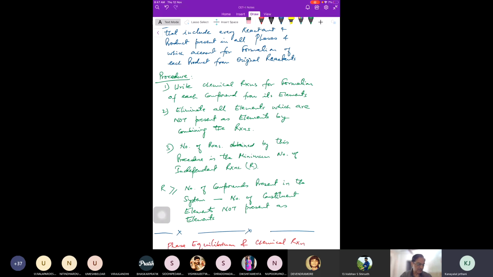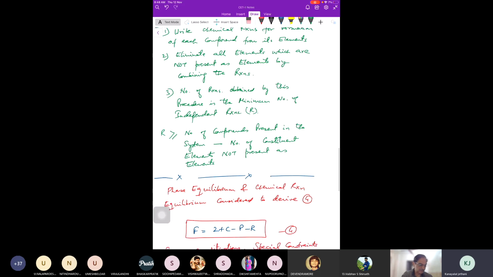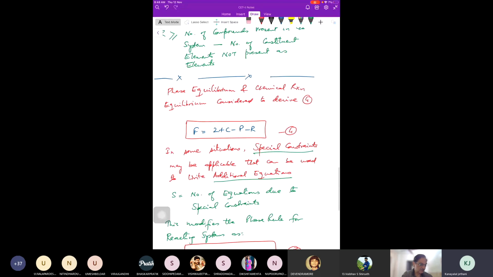The number of reactions obtained by this procedure is the minimum number of independent reactions, because that is the procedure given. We'll see all the examples. And R is always greater than or equal to the number of compounds present in the system, reactants plus products, minus the number of constituent elements not present as elements. We'll see the examples and then come back and see whether this procedure is relevant or applicable.